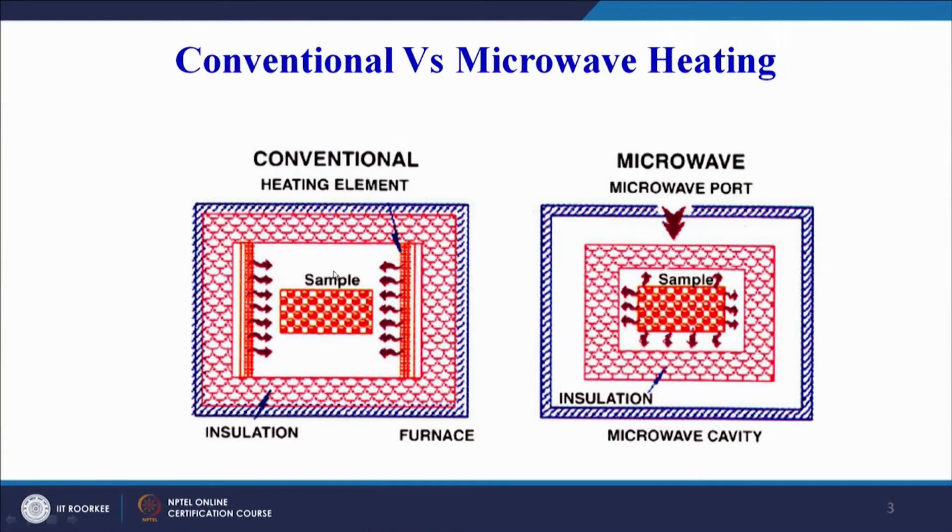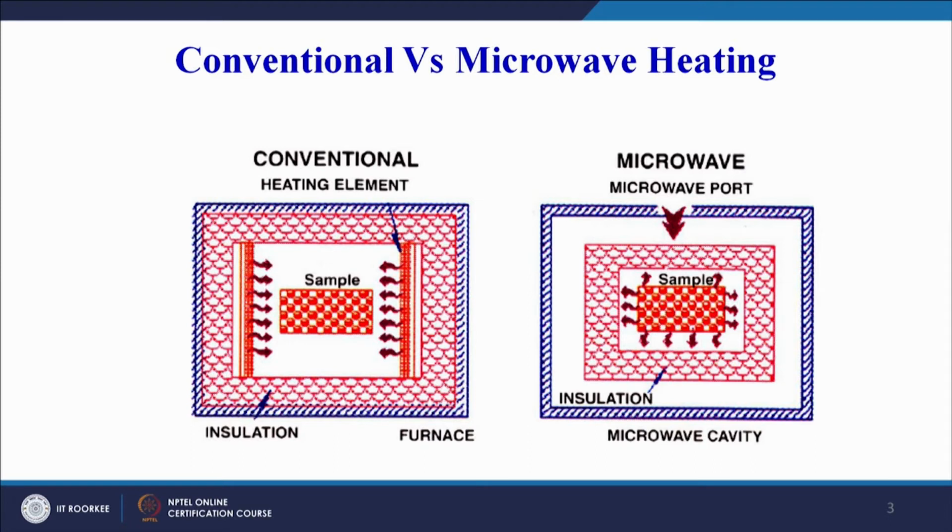So we can see from the diagram on your screen, this is the heating element in case of the conventional heating process and this is our sample that we want to heat. So our heating element will first become hot and then it will try to heat the sample by supplying heat to the sample which is kept inside the furnace.